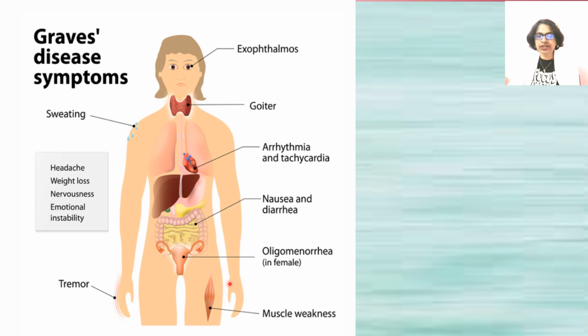Then coming to the reproductive system, she may present with oligomenorrhea, and that is in the female. And then here we can also see the musculoskeletal system. So the person may be suffering with muscle weakness.